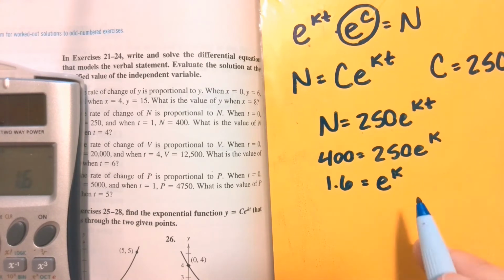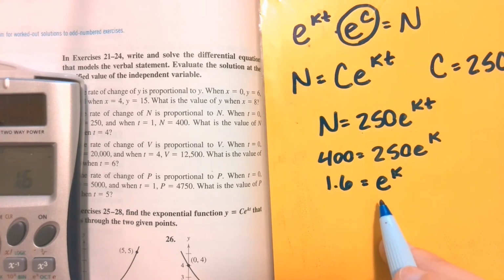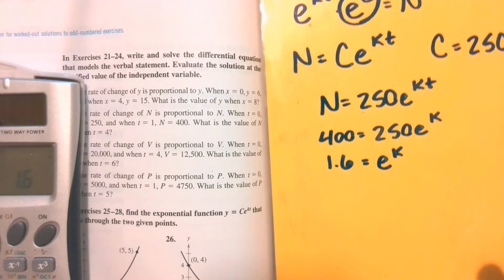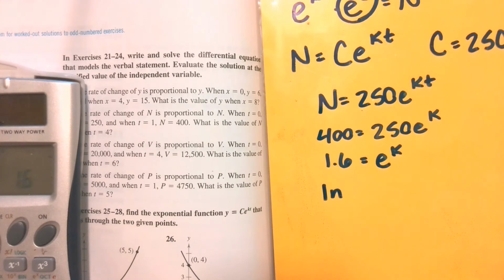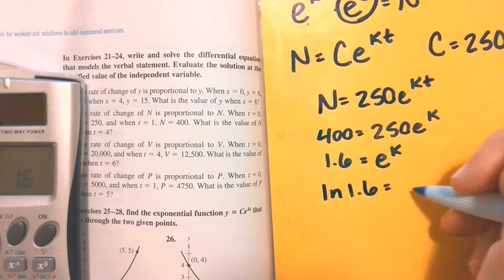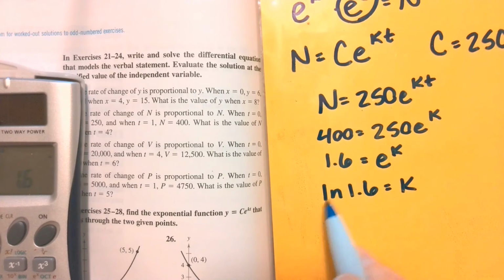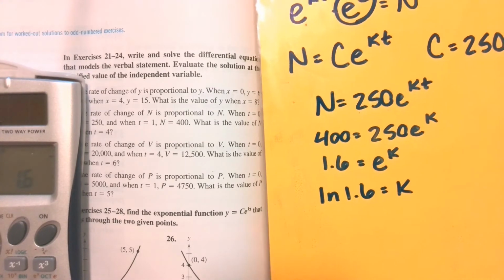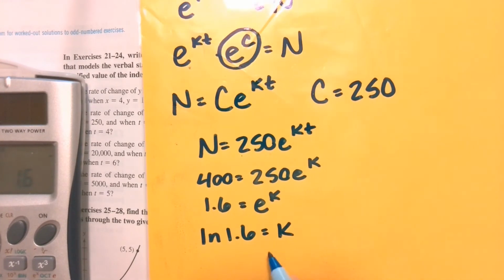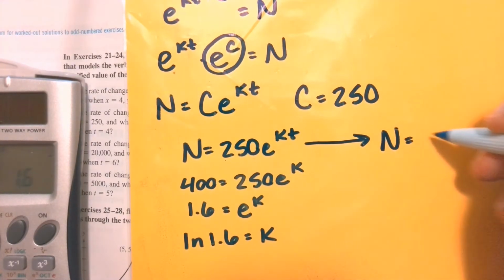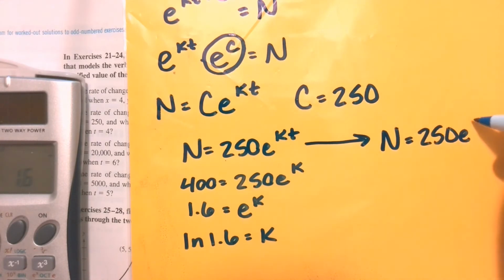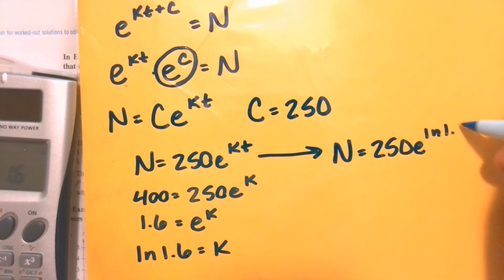And then in order to get that k by itself, remember if I'm stuck in an exponential or stuck in a log, I want to change the form. So if I change the form of this, I'm going to have a log base e, or a natural log, of 1.6 equals k. And you can either leave that as natural log of 1.6 for k, or you can go ahead and get the decimal approximation. Just make sure that you go several decimal places. But now that we know the value of k, I have an even more refined equation. Got 250 e to the natural log of 1.6 t.